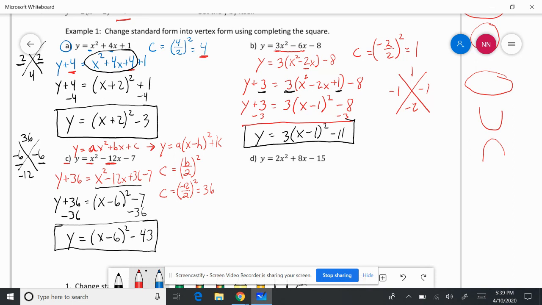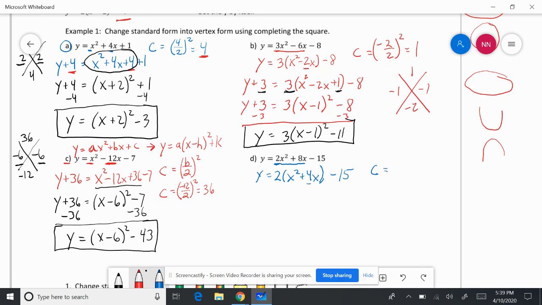Now, looking at our last example, this one's a little bit more challenging because we have the 2 in the front. Now, remember, when we're factoring out the 2, we're just looking at our first 2 terms, not all our terms. So we factor out a 2. And we go to finding our new c value.